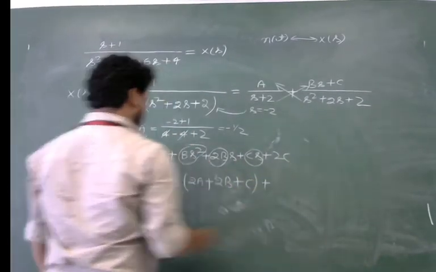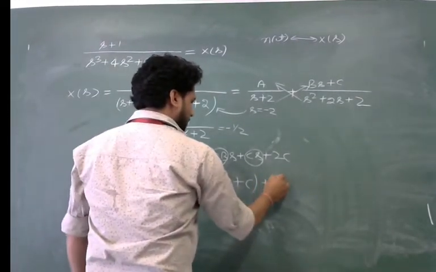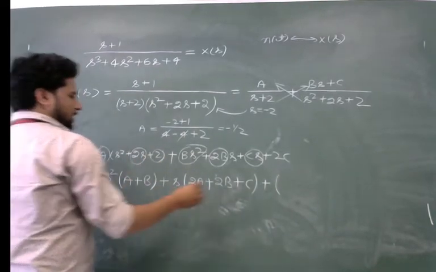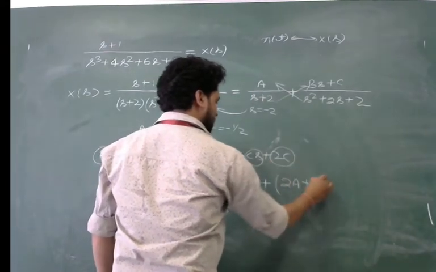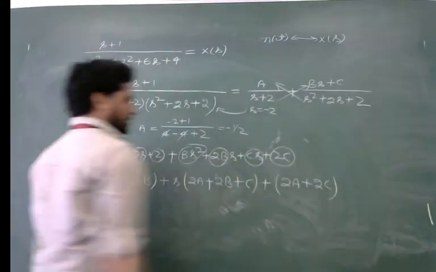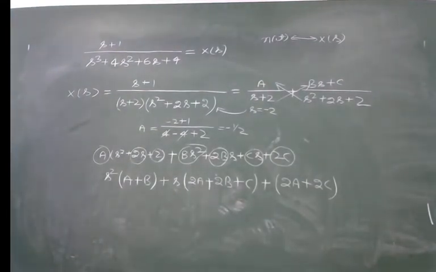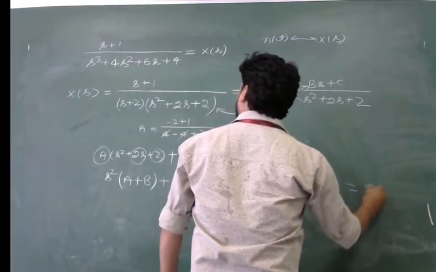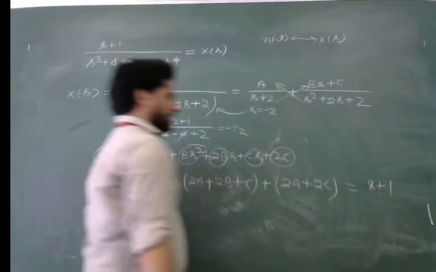So this is the power of s power 1, and now we will get the constant term. From here we will get 2 times a, and from here we will get 2c, so 2a plus 2c. On comparing the numerators of both sides, this will be equal to 2s, this will be equal to s plus 1, as given in the question.